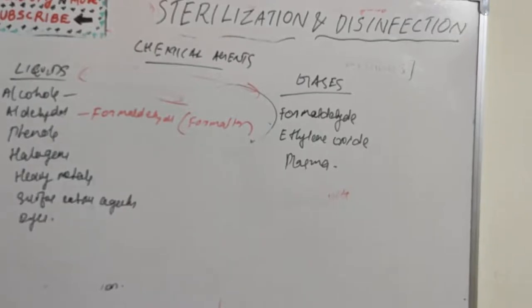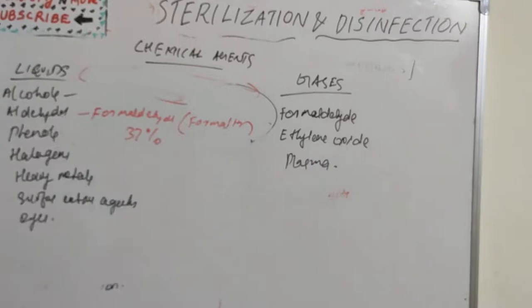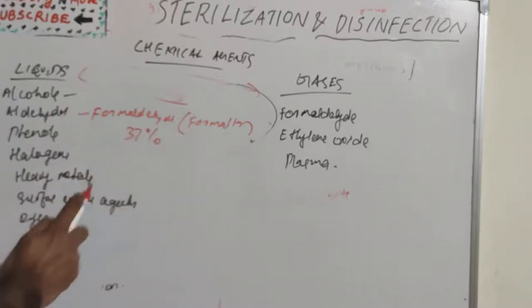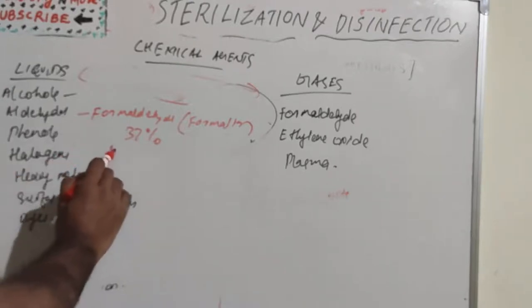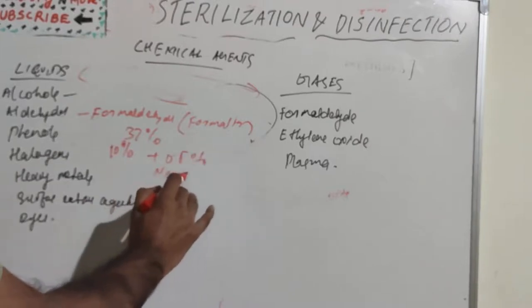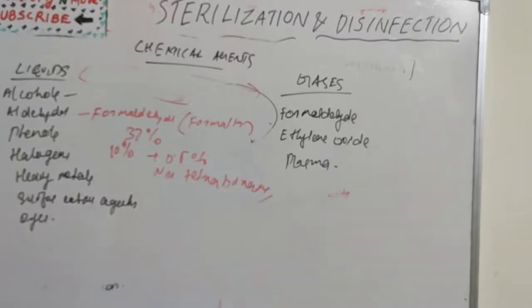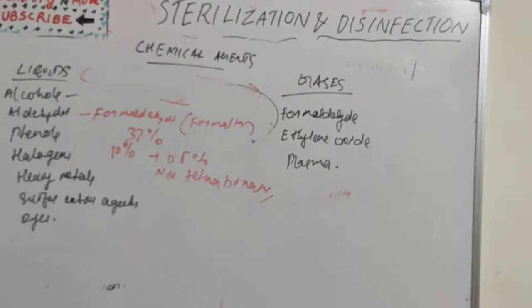It is active against gram-negative bacteria, spores, viruses and fungi. In aqueous solution, that is formalin, 37% is used, and 10% formalin and 0.5% sodium tetraborate are used to clean metal instruments like endoscope, dialysis equipments. All these are used with formaldehyde, that is formalin.